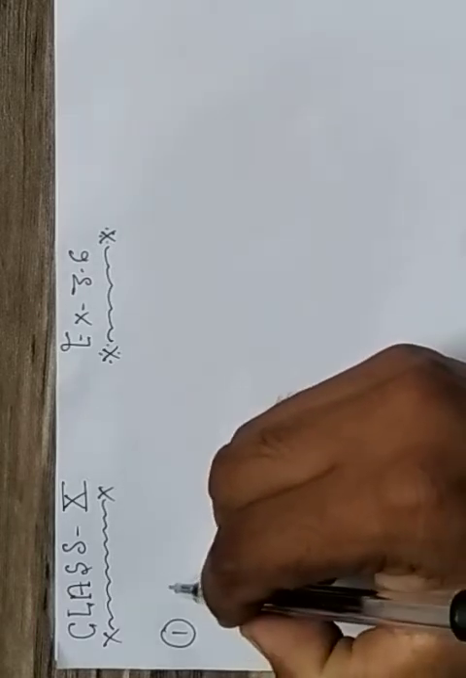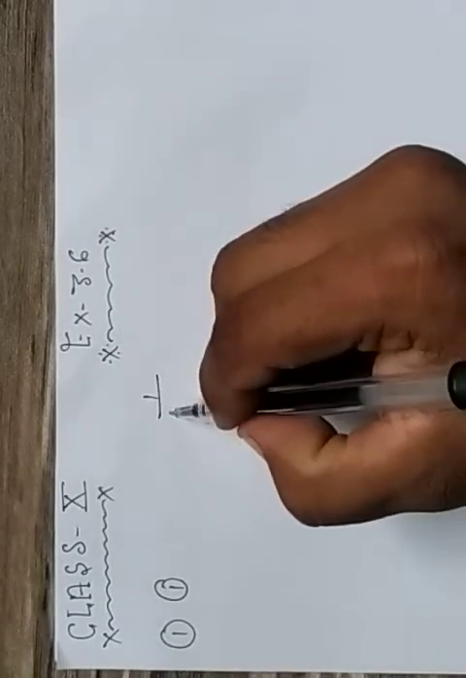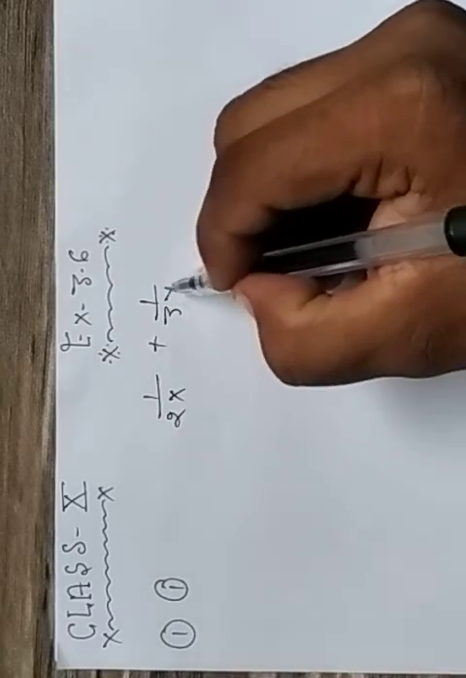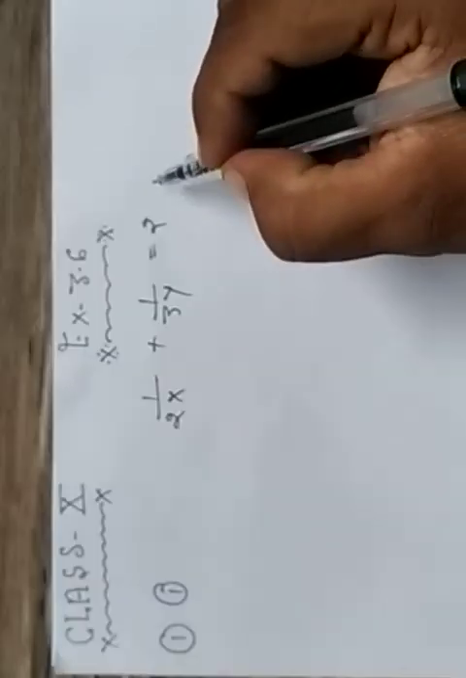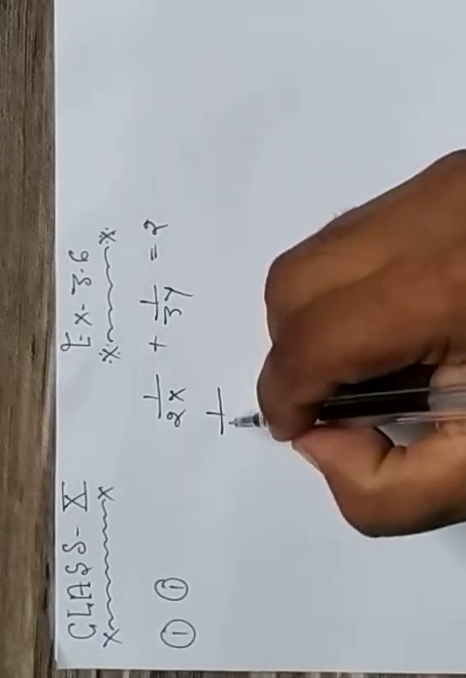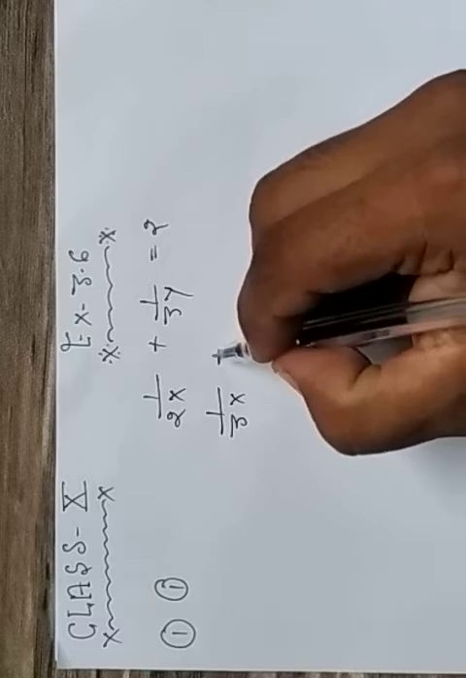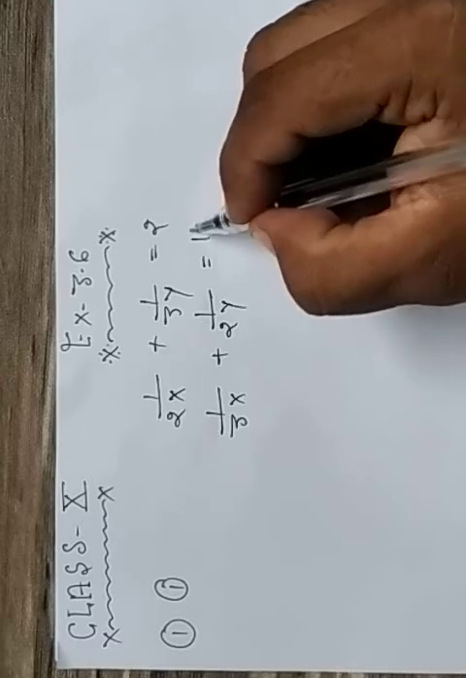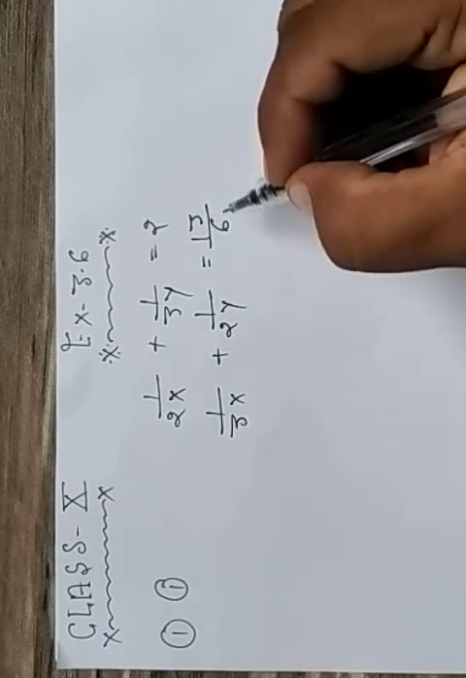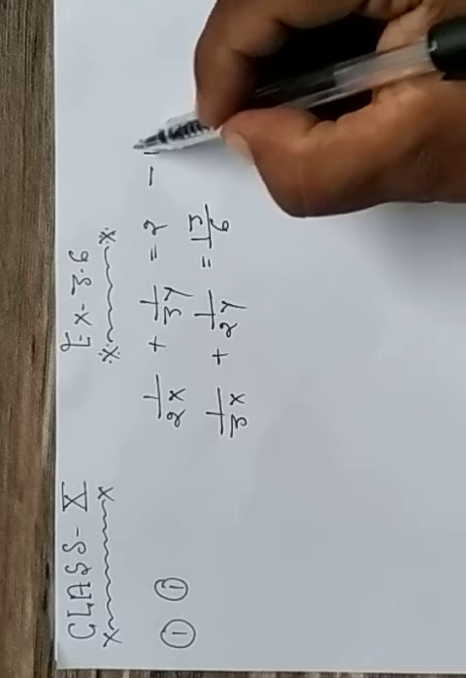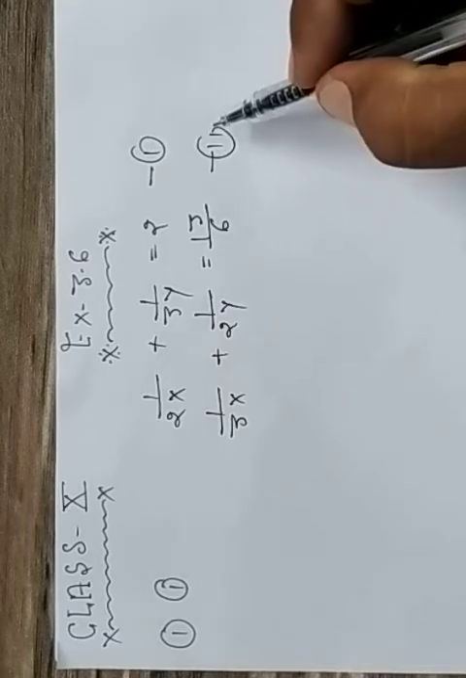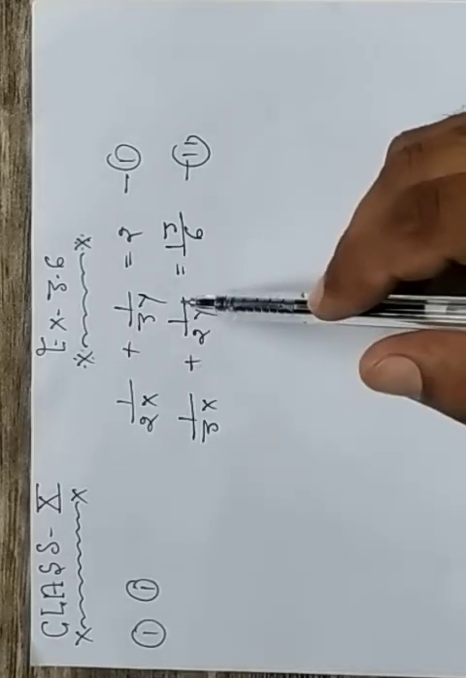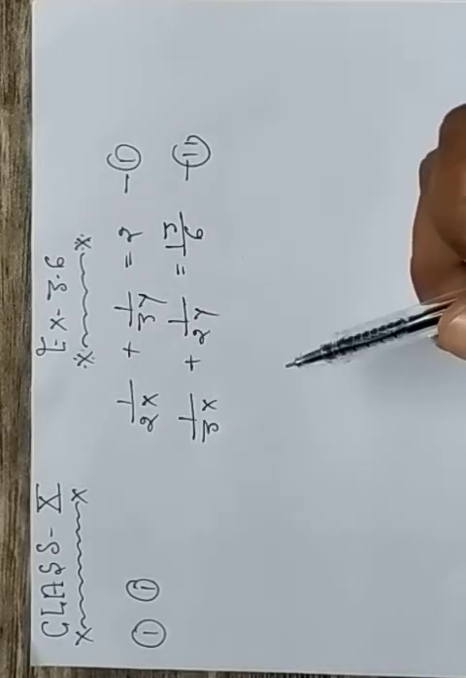Students, see, the first part of question number 1 is 1 by 2x plus 1 by 3y is equal to 2, and the second part is 1 by 3x plus 1 by 2y is equal to 13 upon 6. So these are our equation number 1 and equation 2. Now see students, how can we solve both equations and find the values of x and y?